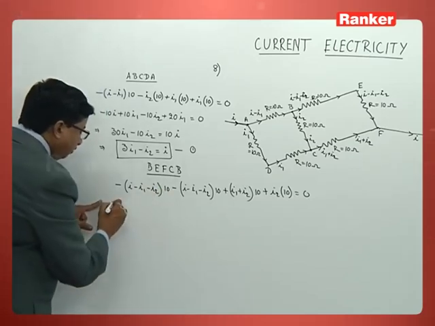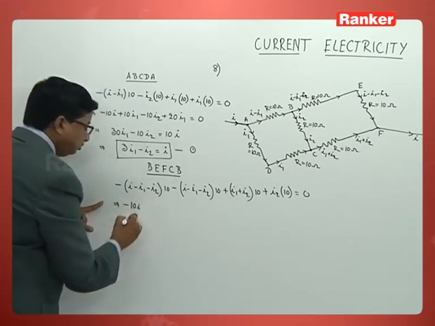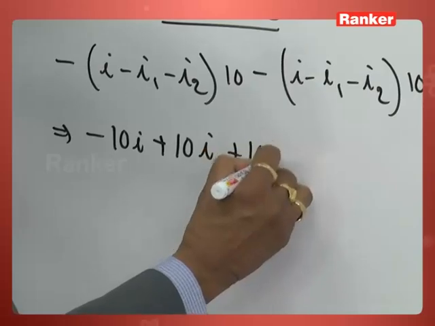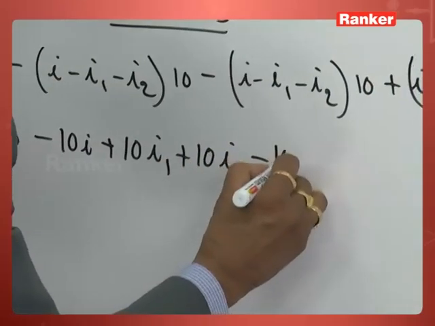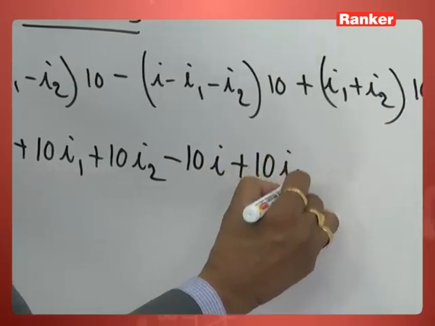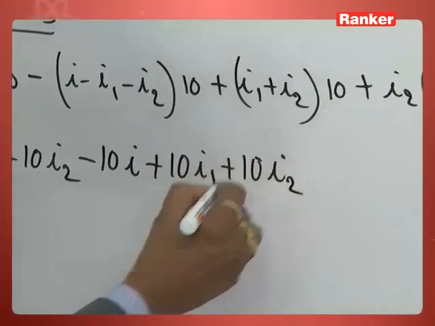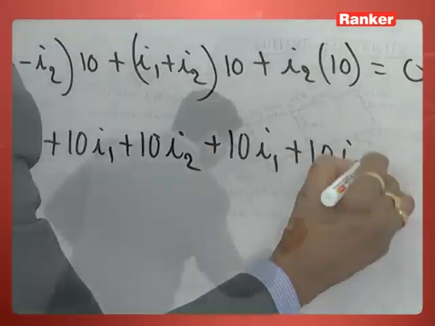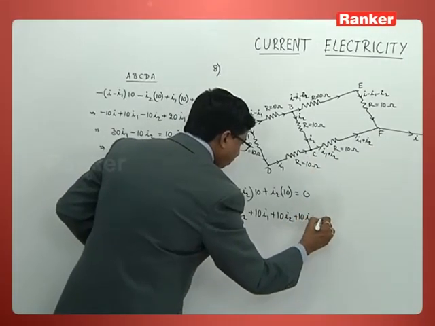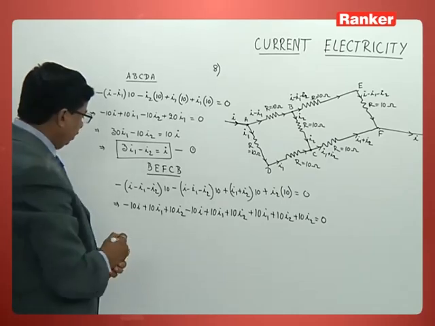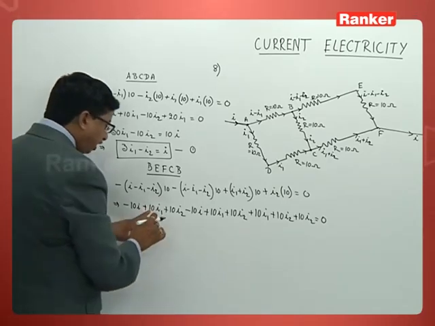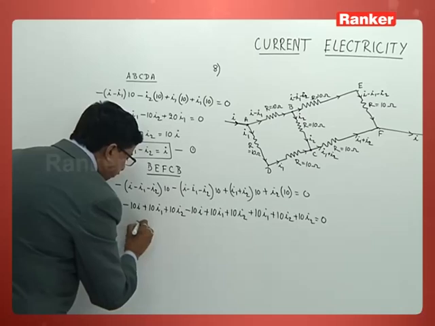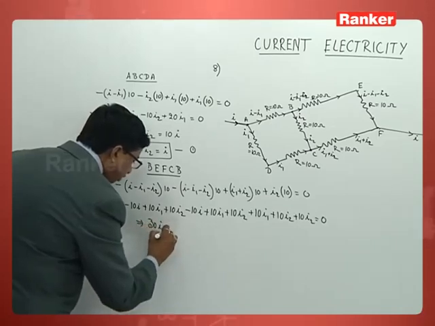Now simplify this. What will you get? Minus 10I, right, plus 10I1 plus 10I2, minus 10I plus 10I1 plus 10I2. This one plus 10I1 plus 10I2 plus 10I2 is equal to 0. Now how many I1s we have? You look at 10I1, 10I1 20I1, 10I1 30I1. So I should write 30I1.